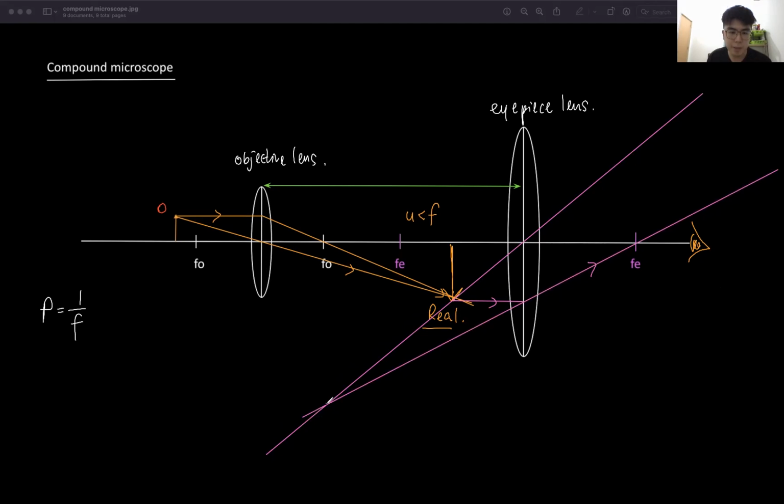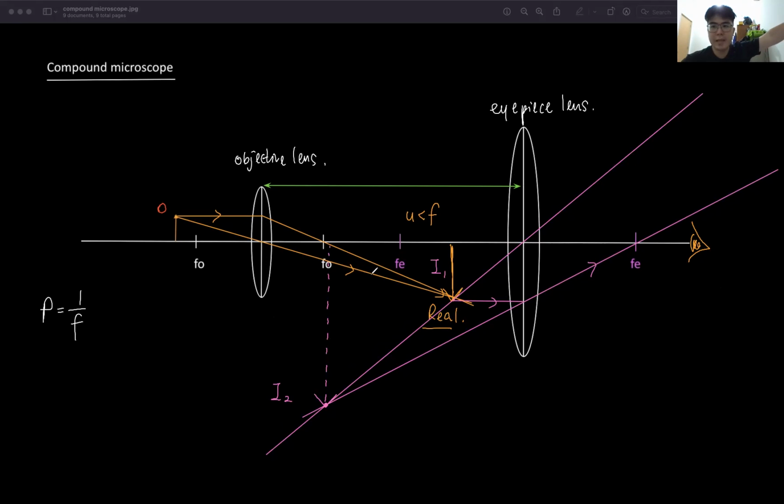Okay, so from here, they meet here. All dotted line, even the image also you have to show dotted line, because it's not a real image. Okay, same here, all this dash line. So this is your final image, I2. That's I1.